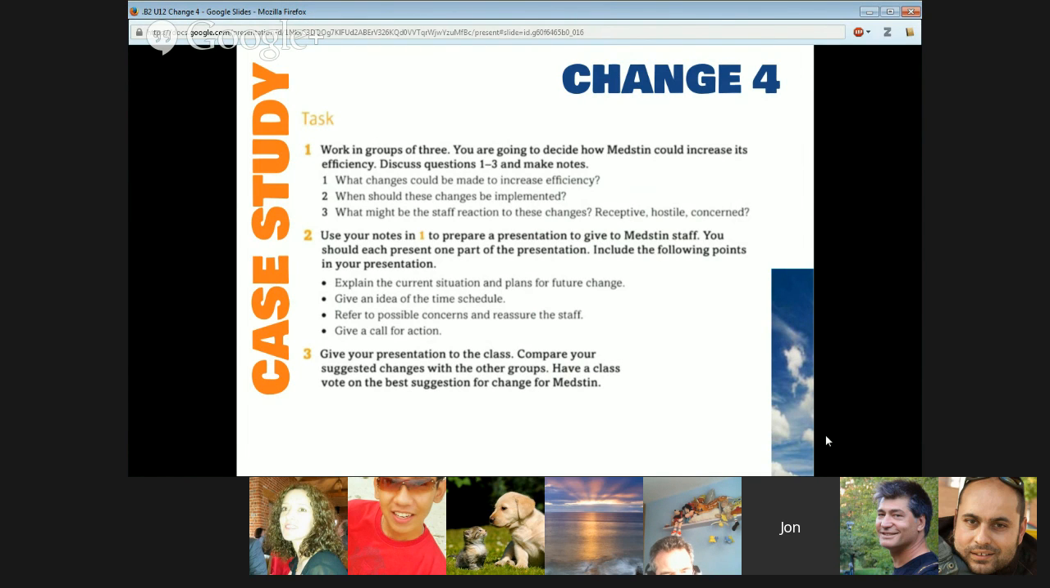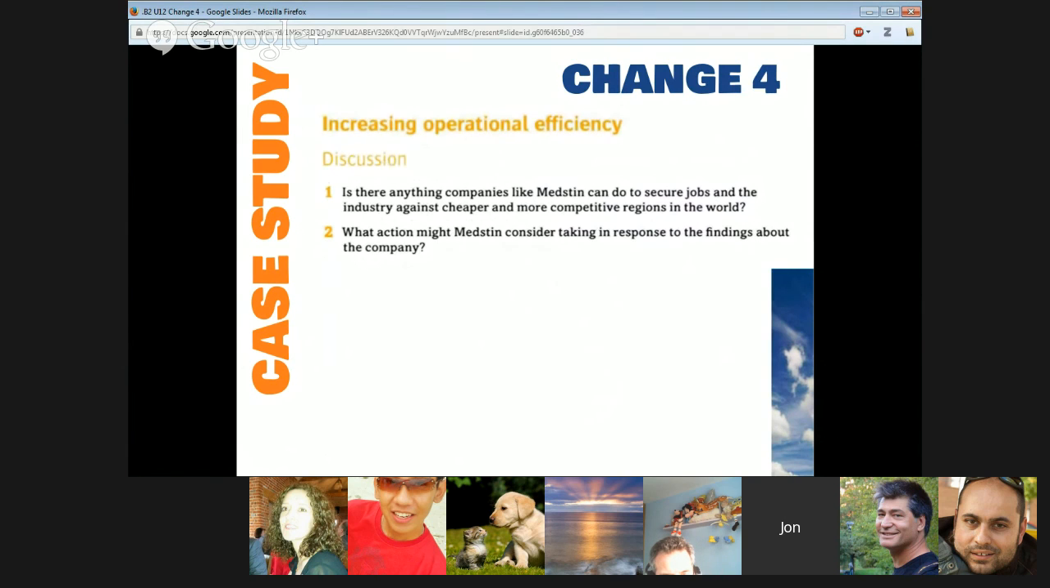Okay? So your homework is just to review the mind map, but answer these discussion questions so that you come prepared tomorrow with some ideas. Let's stop here for today.